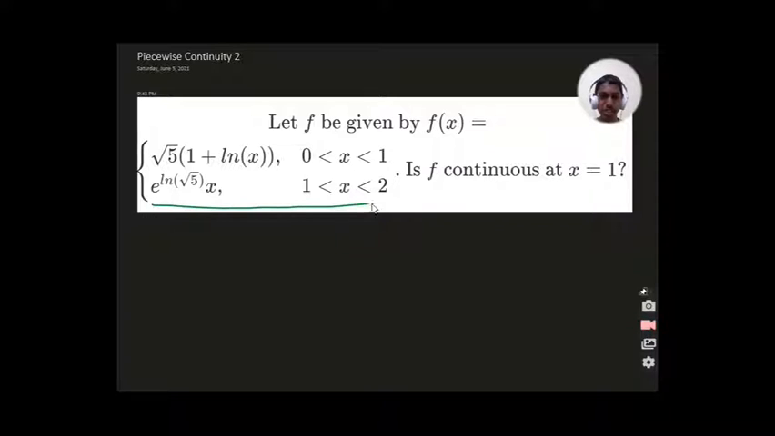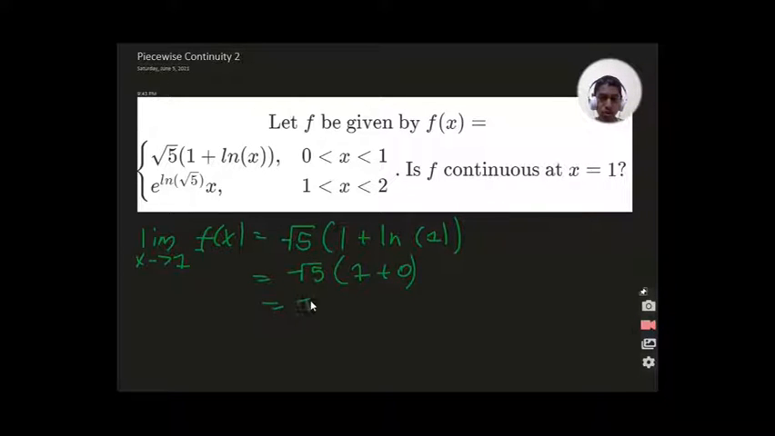So we have a piecewise function f, and is f continuous at x equals 1? You may be tempted to just take the limit as x approaches 1 from the left of f of x. We can find that. We're approaching from x values that are less than 1, so we're in this piece right here, and we just evaluate at that piece. 1 plus ln 1 is root 5 — 1 plus 0, whereas root 5. And ln 1 is 0, because e to the 0 is 1.